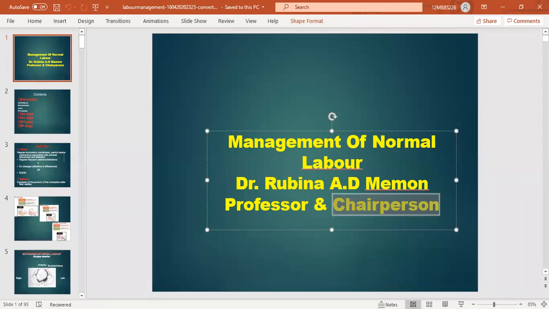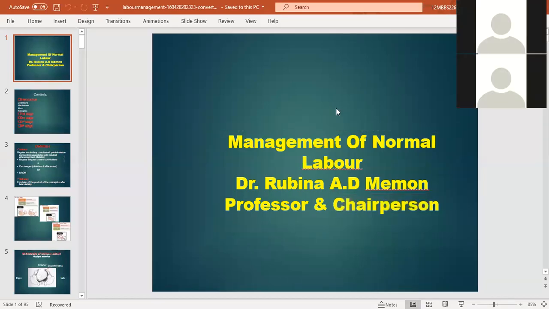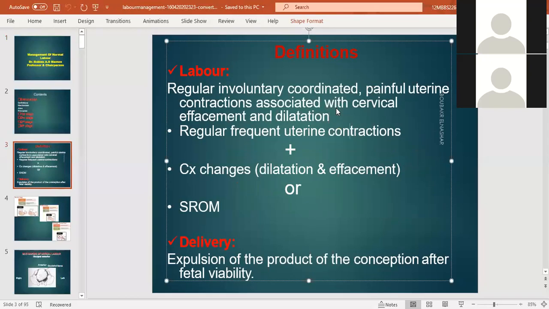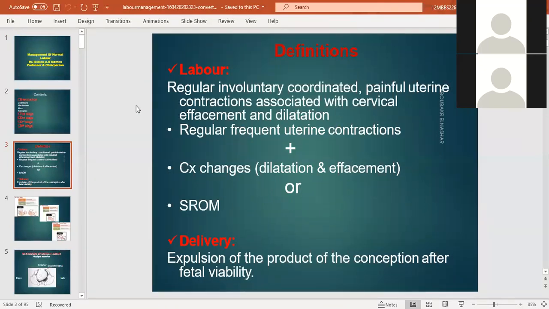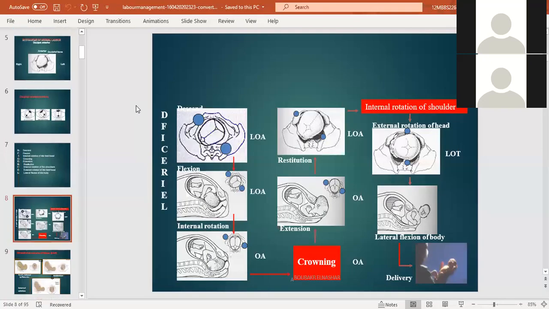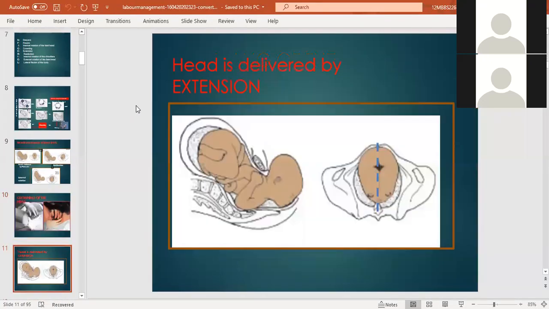Management of the labor, because we have just completed. Now today we are going to continue the same topic. Now, partogram. Today we are going to start the partogram.